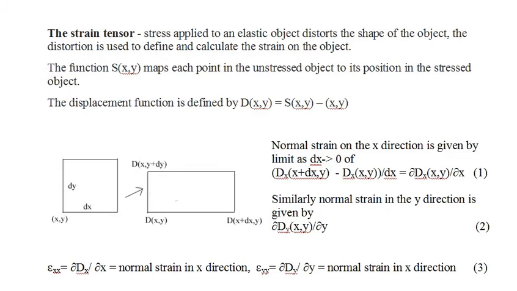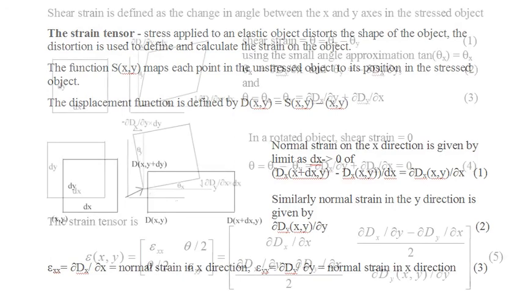Line 1 shows that the normal strain in the x direction, that is the limit of the rate of change of displacement in the x direction, is given by the partial derivative of d in the x direction. Similarly, the normal strain in the y direction is given by the partial derivative of the displacement function in the y direction. As indicated in line 3, normal strain is usually denoted by epsilon.